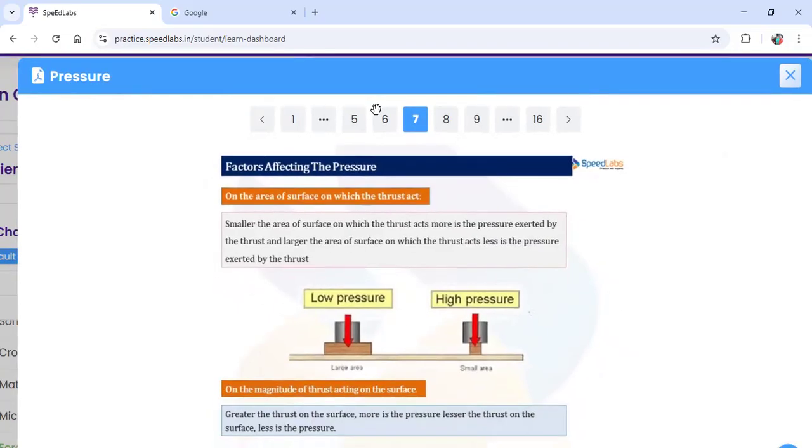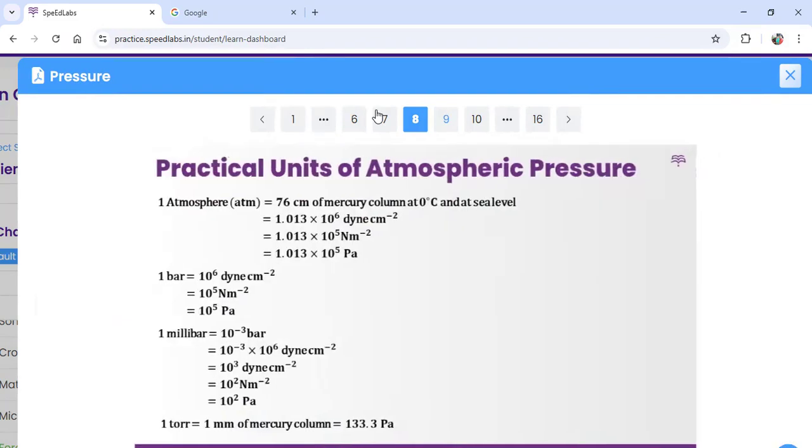And then there is the magnitude of thrust acting on the surface, which is nothing but the force that is perpendicular. So, the greater the thrust on the surface, the more is the pressure. This question may be asked for 2 marks: discuss briefly the factors which affect the pressure.